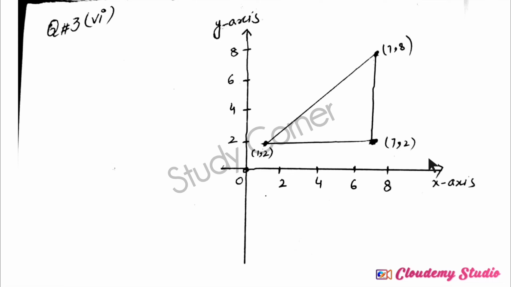And here we sketch only positive x and positive y, because all the vertices lie in the first quadrant, because x and y both are positive. So first (1, 2) here, (7, 2) here, and (7, 8) here. Now we check the shape. From the shape we get an idea that this is a right triangle. Now we check whether any other condition is also satisfied or not by using the distance formula.